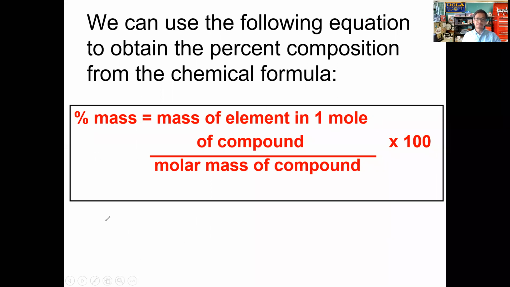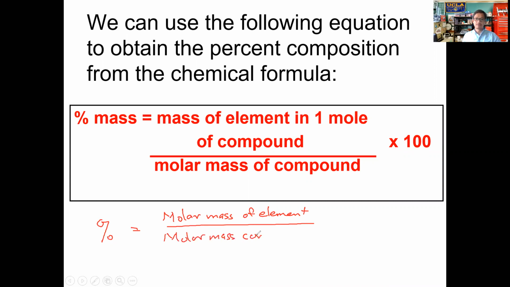So the percent composition will be the molar mass of the element over the molar mass of the compound in which that element is a part of, times 100. So it still ends up being part over whole. But this time we're using molar masses instead of actual masses, and we can obtain percent composition in the same way.